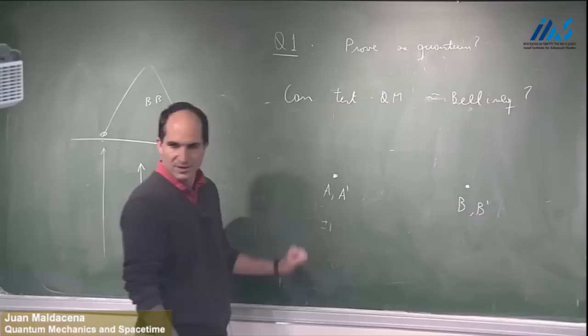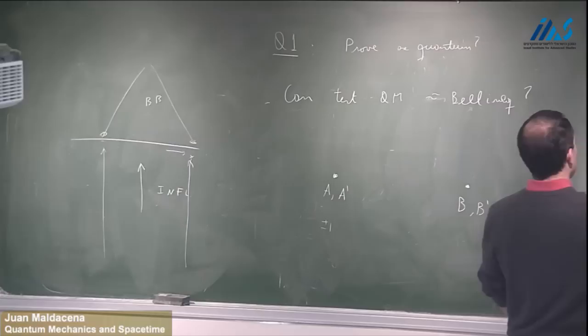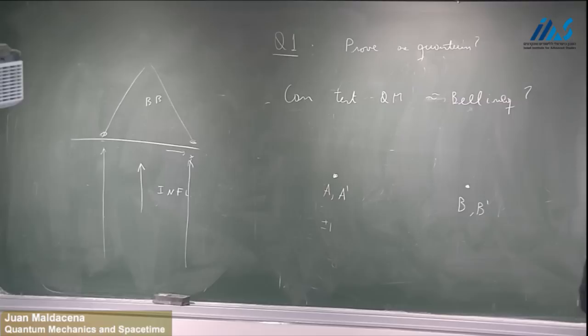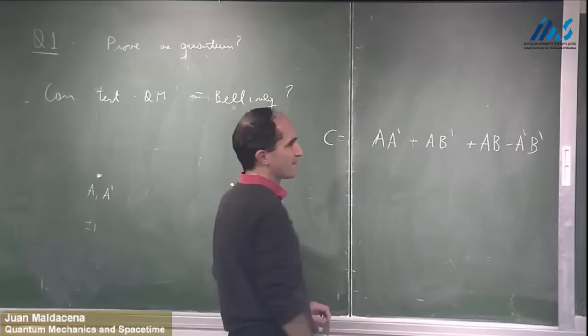And then we compute certain correlators between them. I hope I remember correctly the combination that we need to take. If not, some of you can help me. Okay, so we form this combination. Let's call this C.